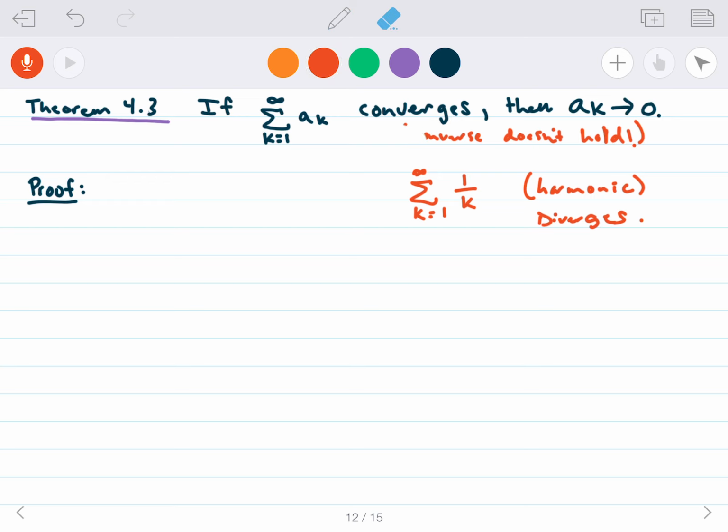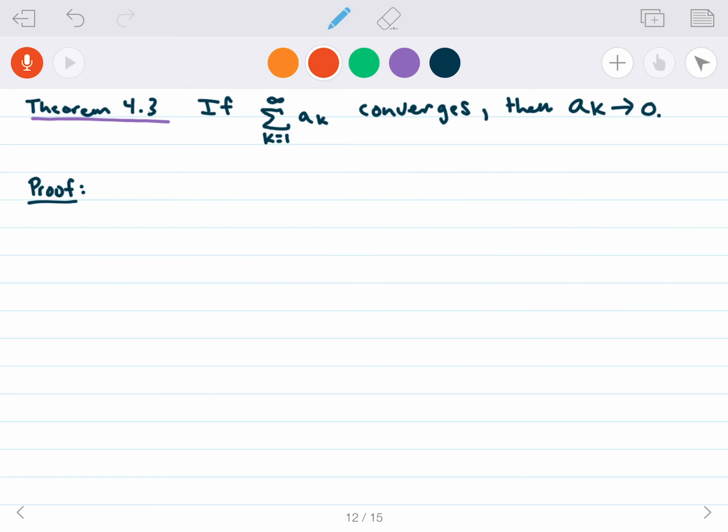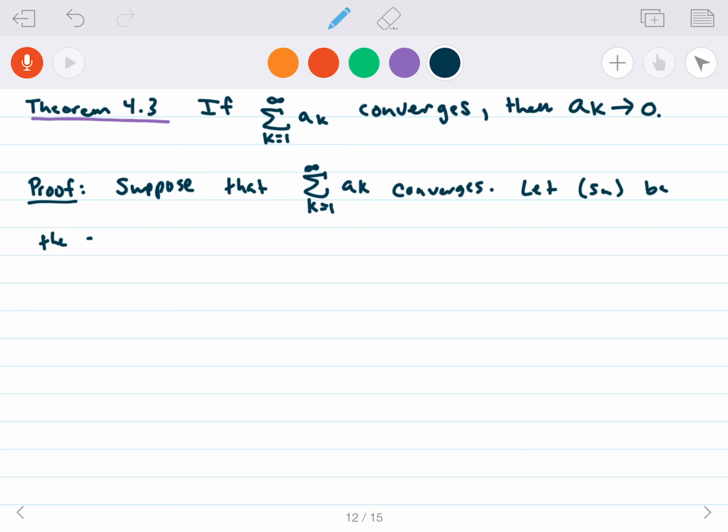But we want to prove the forward direction. So let's go ahead and get started with this. We want to assume that this series converges, and we want to show that the terms in the series actually converge to 0. Okay, so here we go. We're going to suppose the hypothesis. So suppose that the sum from k equals 1 of a sub k converges, and we're going to let S sub n be the sequence of partial sums.